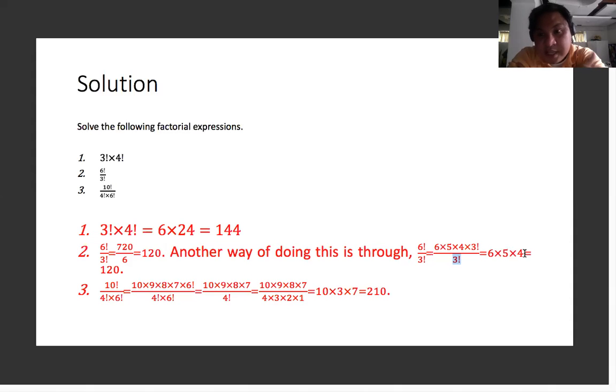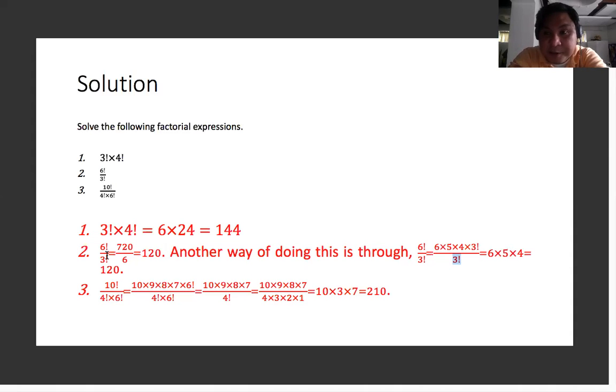30 times 4, that is 120, which is the same answer we got if we had computed it directly. All right, so remember this technique of trying to simplify factorials first if you cannot calculate it because you don't have technology available.